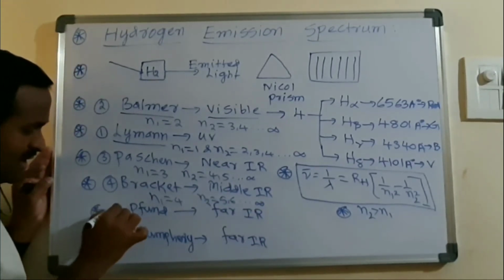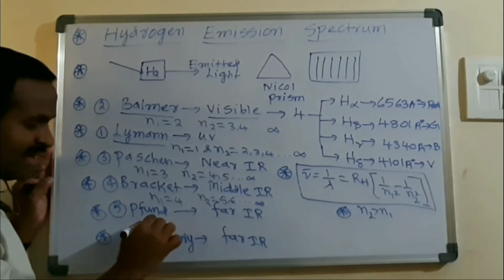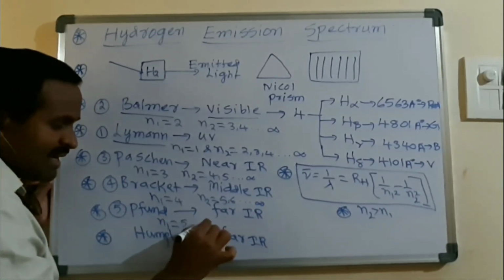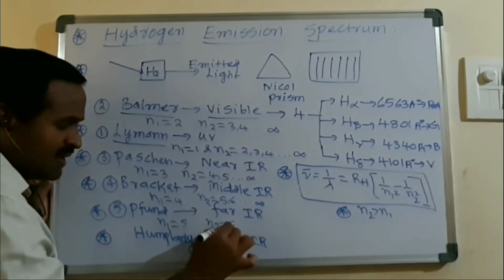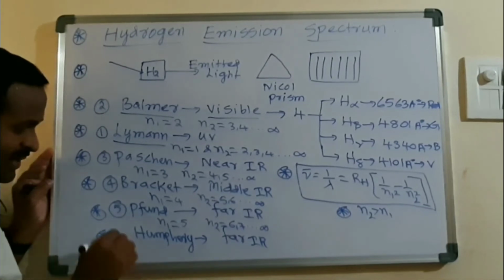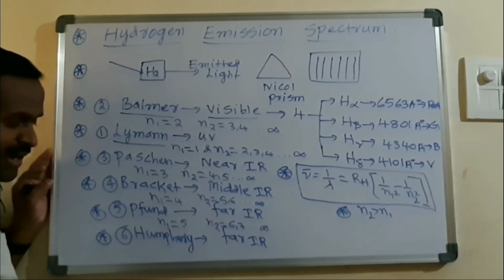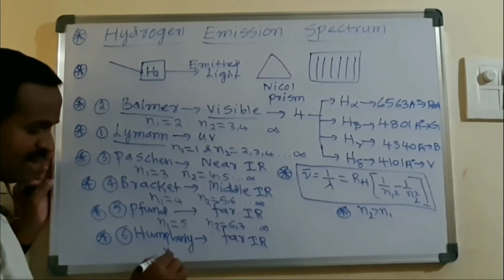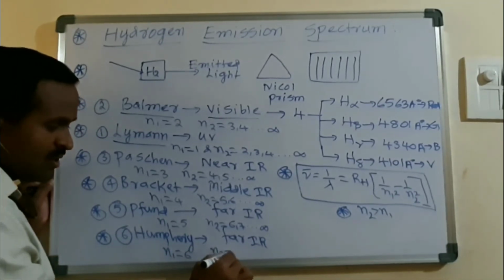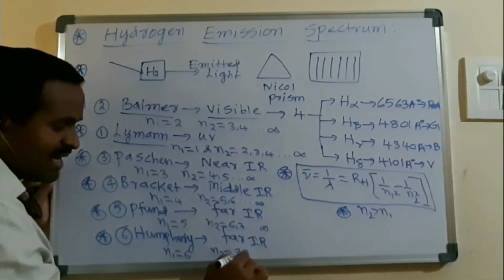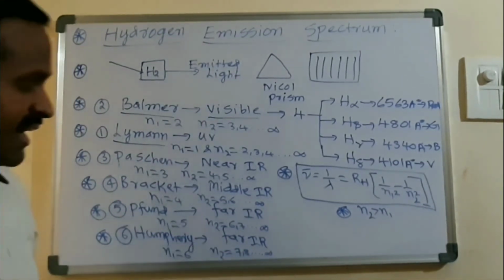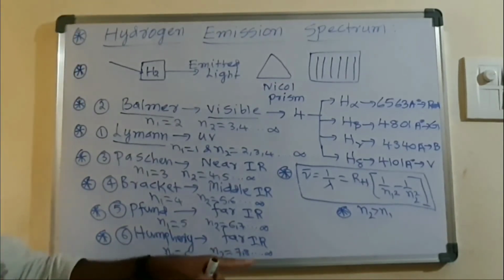The next, fifth one is the Pfund series. Here N1 equals 5 and N2 equals 6, 7 and so on up to infinity. The next, sixth one is the Humphreys series. For this series N1 equals 6 and N2 equals 7, 8 and so on up to infinity. Why am I writing infinity? Because infinity is the last one.